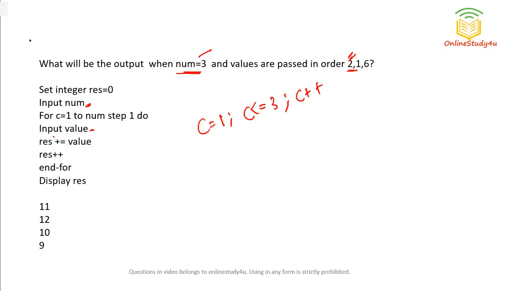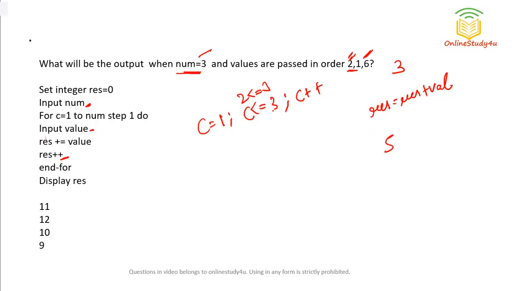So we are taking this 2 and adding it to res. The res value was initially 0, so res plus value will give us 2, and here we are incrementing res, so res will become 3 now. Now again the c value will be incremented, that will be 2. 2 less than or equal to 3, condition is true. Now again we are taking the value, so that will give us 1. We are adding this value to res, so that will give us 4, res plus plus, so that will become 5.